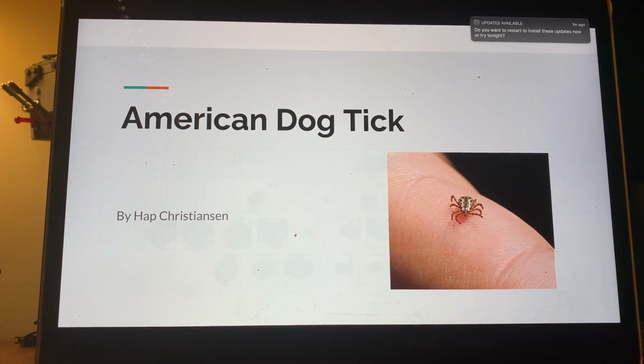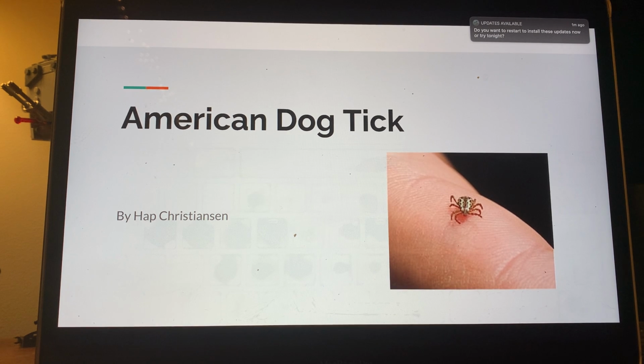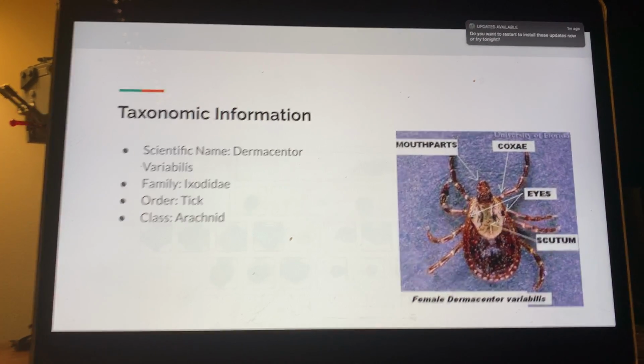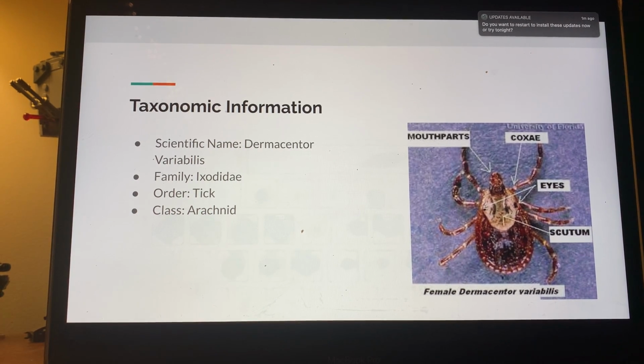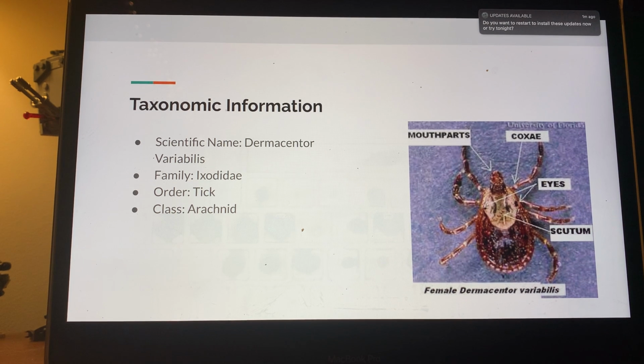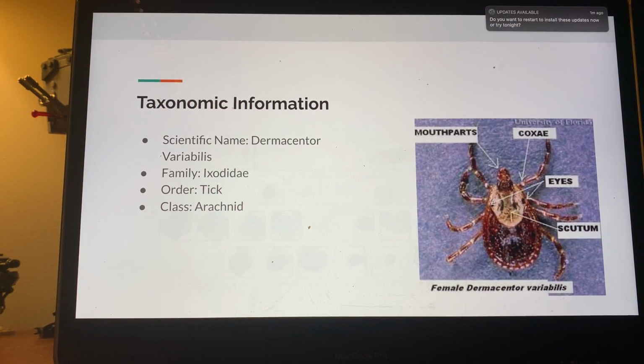All right, here is my Biology 2 lab presentation on the American dog tick. So starting off, we got some taxonomic information. The scientific name of this species is Dermacentor variabilis. The family is Ixodidae, order is tick, and then the class is arachnid.